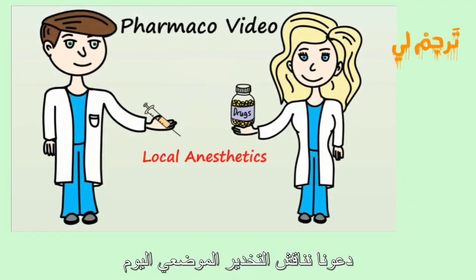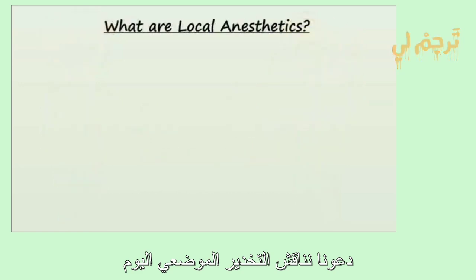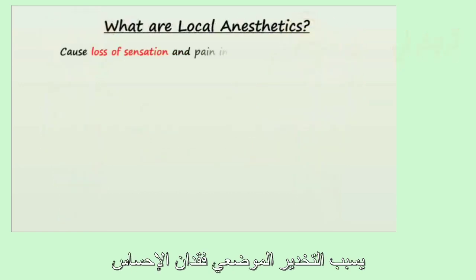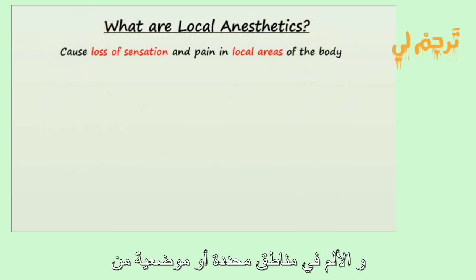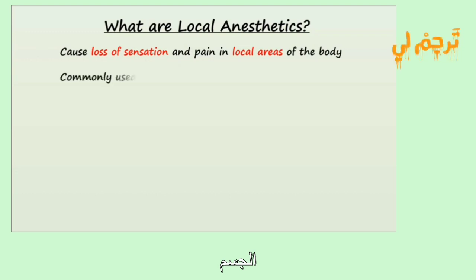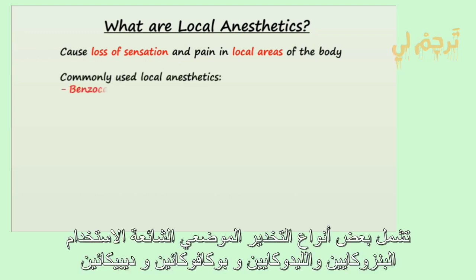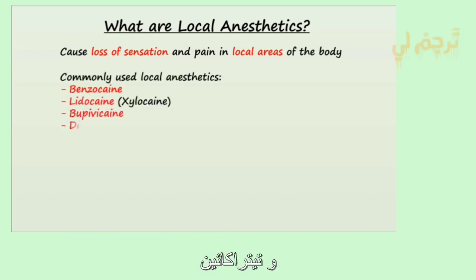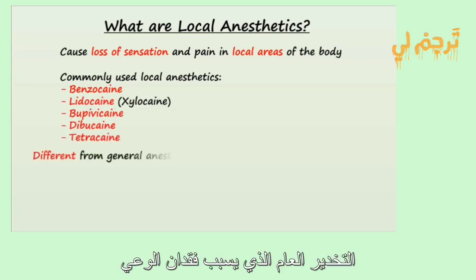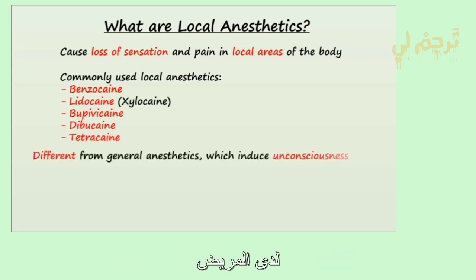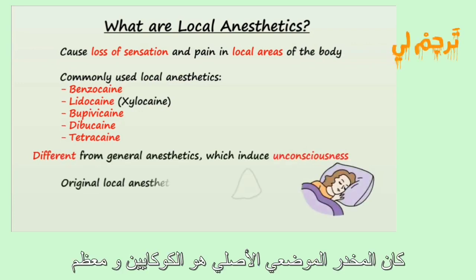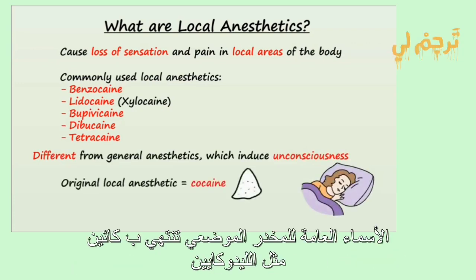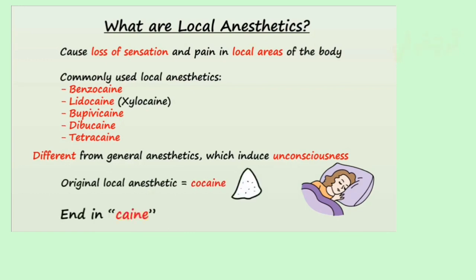Today let's discuss local anesthetics. Local anesthetics cause loss of sensation and pain in specific or local areas of the body. Some commonly used local anesthetics include benzocaine, lidocaine, bupivacaine, dibucaine, and tetracaine. They are different from general anesthetics, which induce unconsciousness in the patient. The original local anesthetic was cocaine, and most generic names for local anesthetics end in "caine," such as lidocaine.